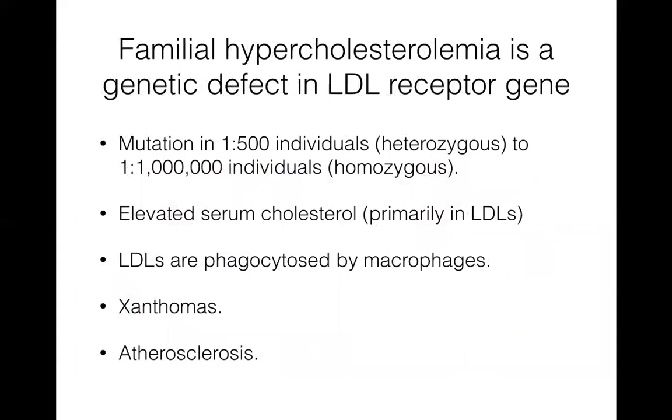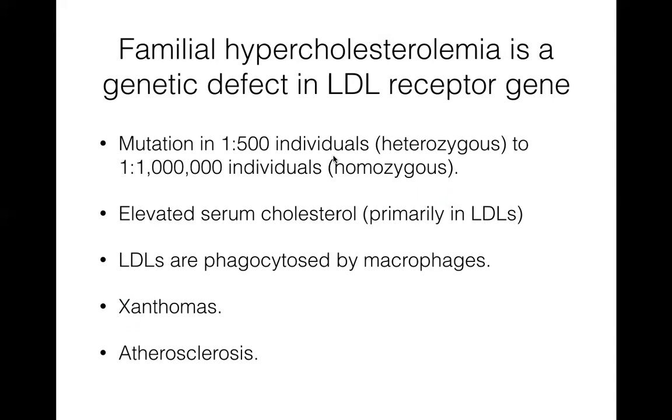So this disorder is a result of genetic defect in LDL receptor gene that encodes for ApoB100 and ApoE receptor. Let me correct that, ApoB100 receptors in the liver and ApoE receptors in the liver as well. The mutation occurs in 1 in 500 individuals for heterozygous mutation. And for homozygous mutation, it can occur in 1 in 1 million individuals.